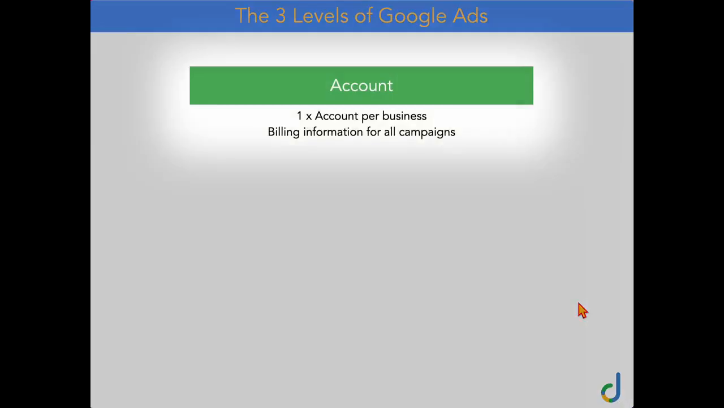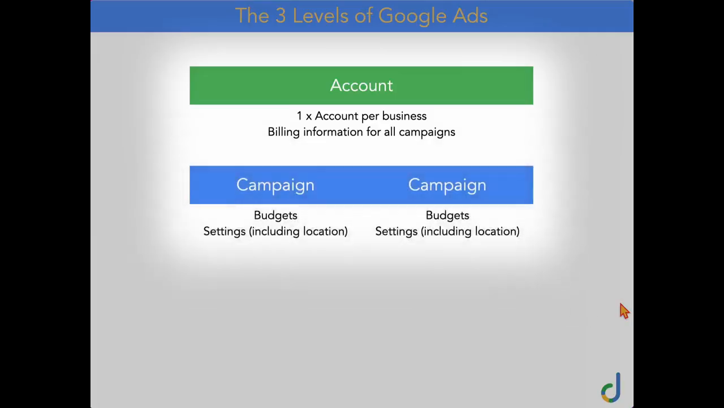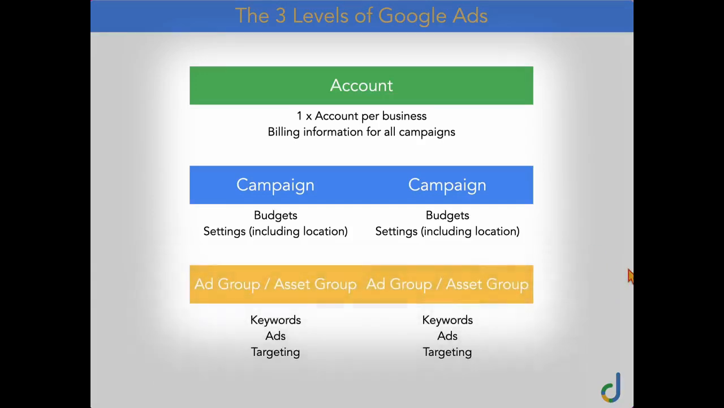So firstly, in Google Ads there's an account, and you generally have one account per business. And that's where you would also include all of the billing information for all of your campaigns. Then inside of that account, you would have different campaigns. And with your campaigns, this is where you can set different budgets and also set different location targeting. And then you have your ad groups or your asset groups. And these are where you get really practical. So the different keywords, the ads, and the targeting.